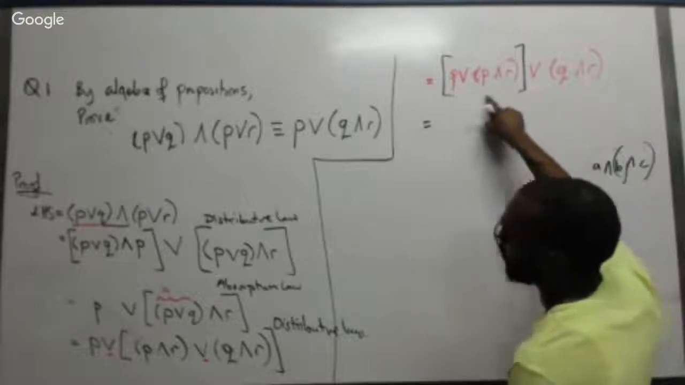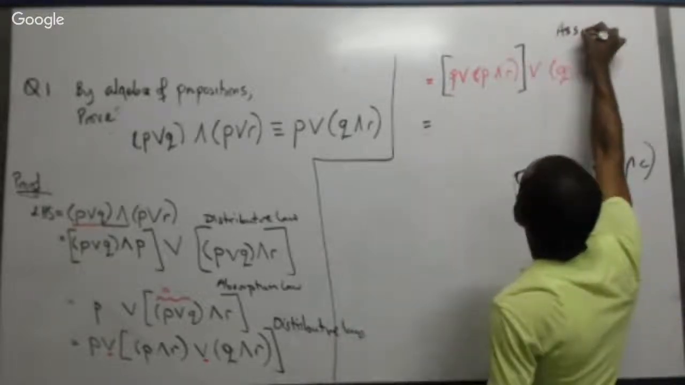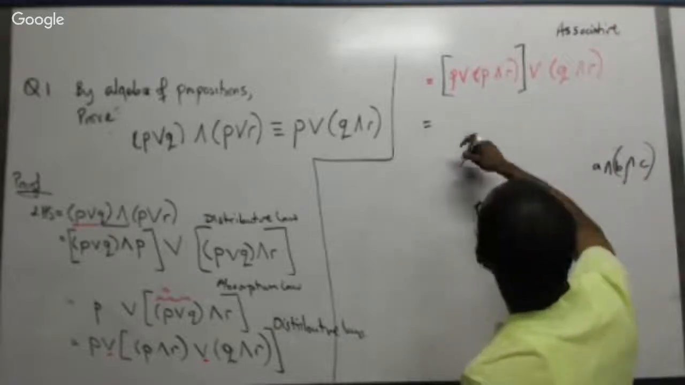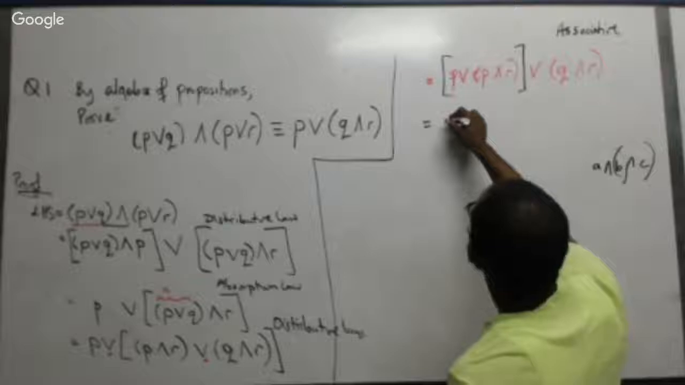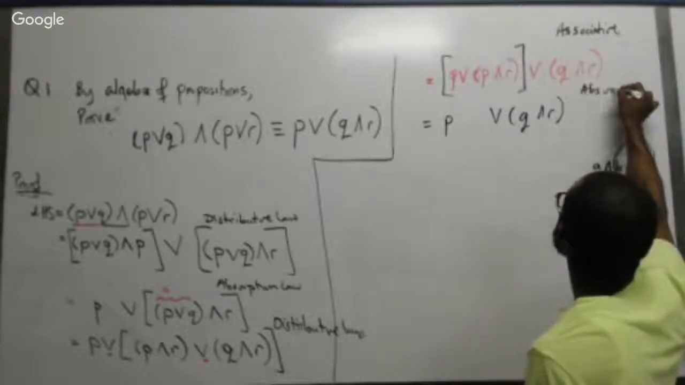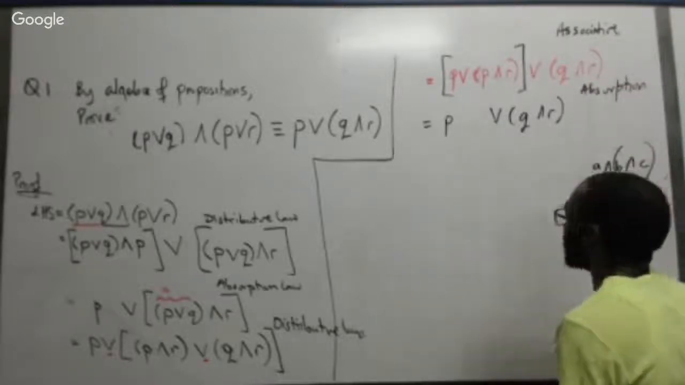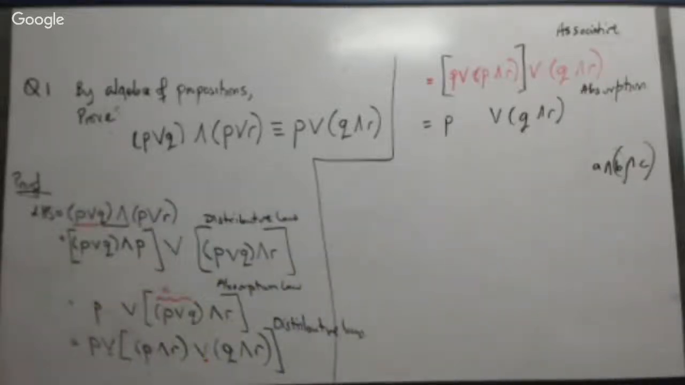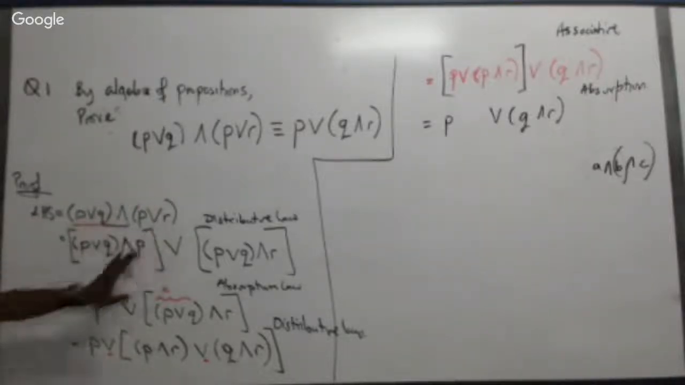To get from here to here, this was associative. And then finally, this is just P or Q and R. And that was the absorption. And that was where we would have completed. And that's our corrected version to what the book has. Because I don't know about this law about expanding with this seeing that and that seeing that. I don't know about that one.